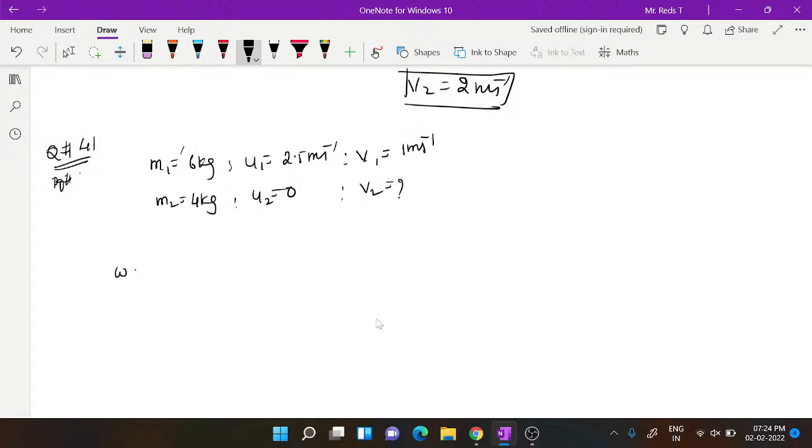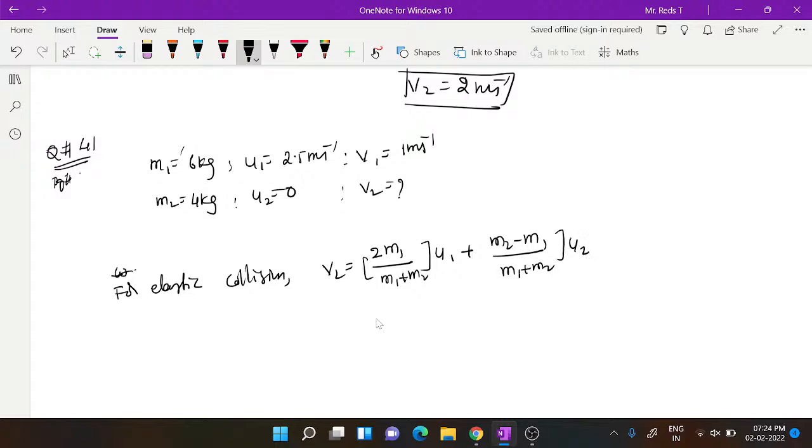So we know that it is an elastic collision, right? It collides head on elastically with the stationary mass. So for elastic collision, I can say V2 is equal to 2M1 by M1 plus M2 into U1 plus M2 minus M1 by total mass into U2. Because U2 is 0, this term becomes 0. So it is equal to 2 into M1, which is 6, by total mass 10, into U1, which is 2.5. The answer is 3.